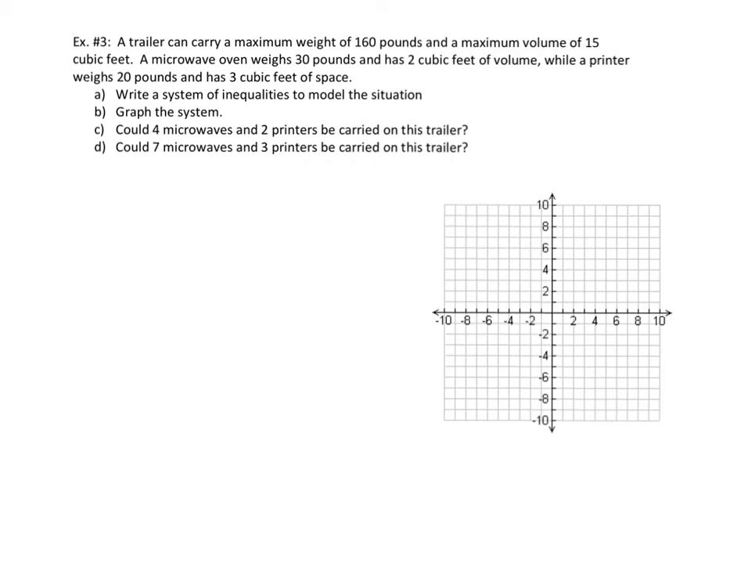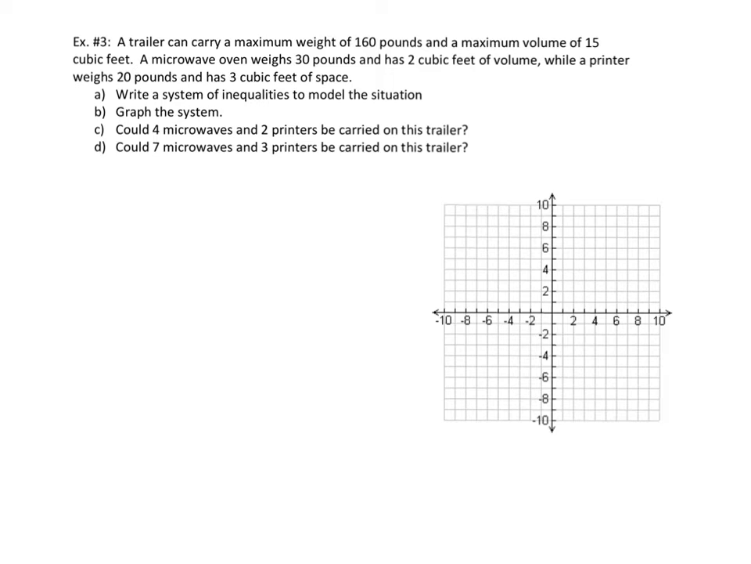Suppose a trailer can carry a maximum weight of 160 pounds and a max volume of 15 cubic feet. If a microwave oven weighs 30 pounds and has 2 cubic feet of volume, and a printer weighs 20 pounds and has 3 cubic feet of space, write a system of inequalities to model this situation and graph the system, and then use that to answer a couple of questions.